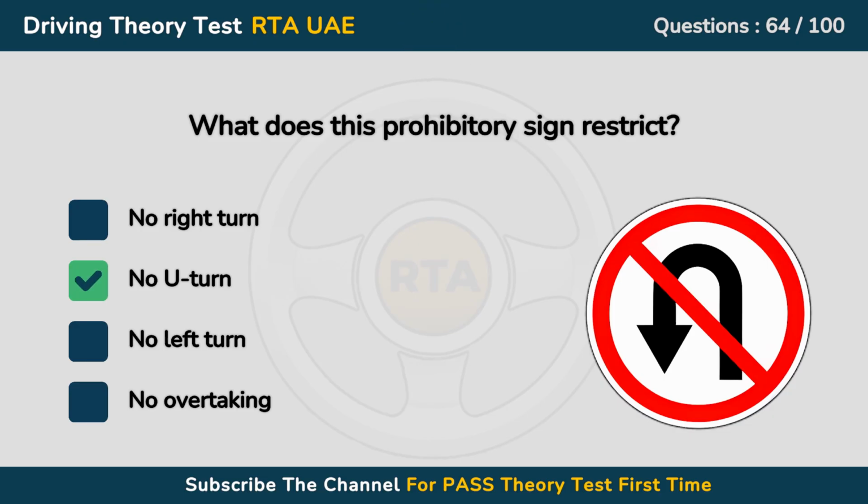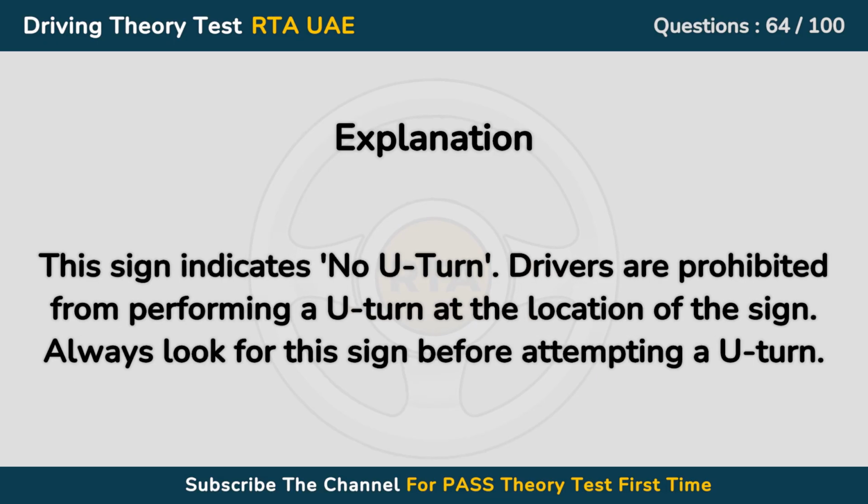Answer is B. No U-turn. This sign indicates no U-turn. Drivers are prohibited from performing a U-turn at the location of the sign. Always look for this sign before attempting a U-turn.